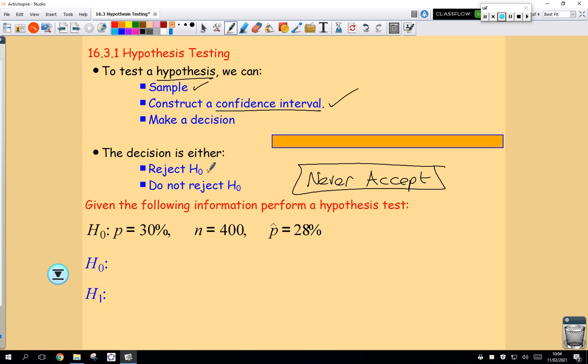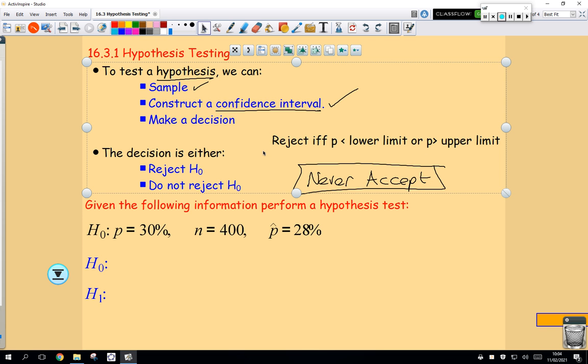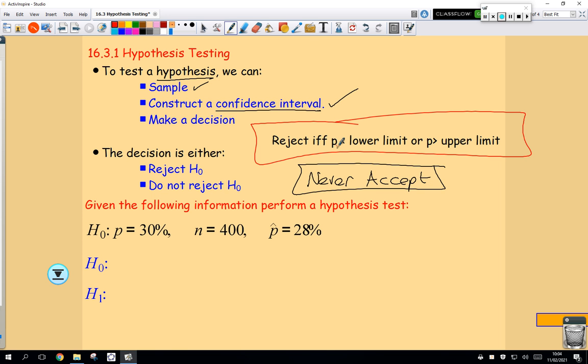When do we reject? Well, we reject if and only if the claimed proportion, let me write this in as P sub 0 for the null hypothesis, is lower than the lower limit of our confidence interval, or if the null hypothesis claims that P is greater than the upper limit of our confidence interval. Those are the conditions on which we reject. If they're not satisfied, then we do not reject.